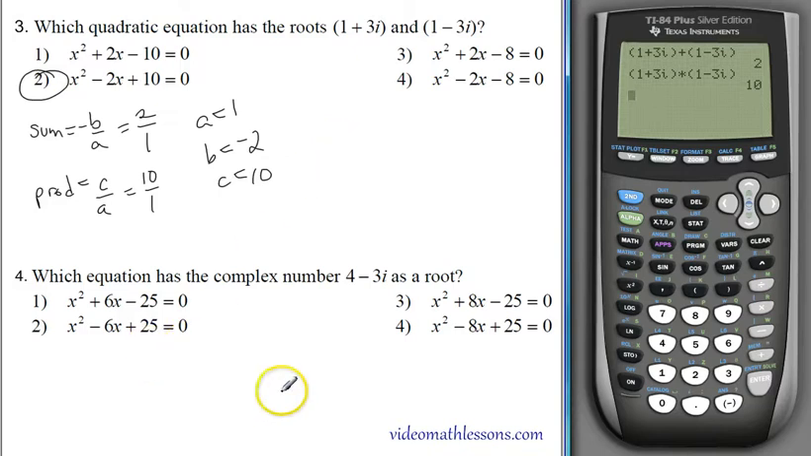So let's take a look here. Which equation has the complex number 4 minus 3i as a root? So that's one of the roots. Unfortunately, they don't give us a second root. And the reason is you're supposed to know that if a complex number has an imaginary part, or if it's a radical and irrational, they come in what are called conjugate pairs.